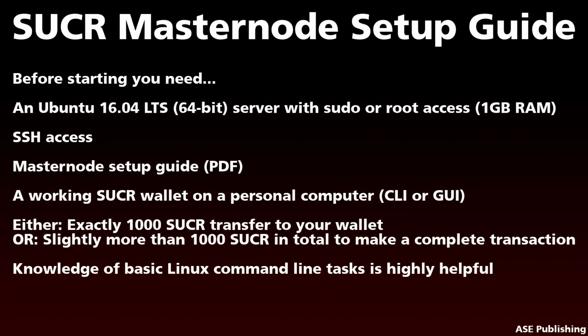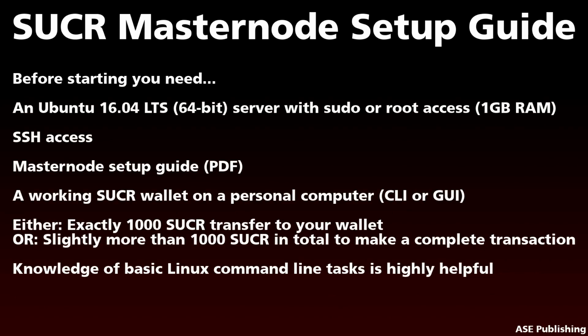You'll also need the masternode setup guide. It's a PDF, and I'll have a link in the description below. You will also need a working SUCR wallet on your personal computer. I'll be going through the command line version, but if you have the graphical version, that's fine. All of it is in Tools, Debug console. You can get to the command line interface through the graphical wallet also. You also need a proper transaction of 1,000 SUCR, and if you don't have one, we'll go through that now. Some basic knowledge of Linux command line tasks would be very helpful for this guide. So let's get to this.